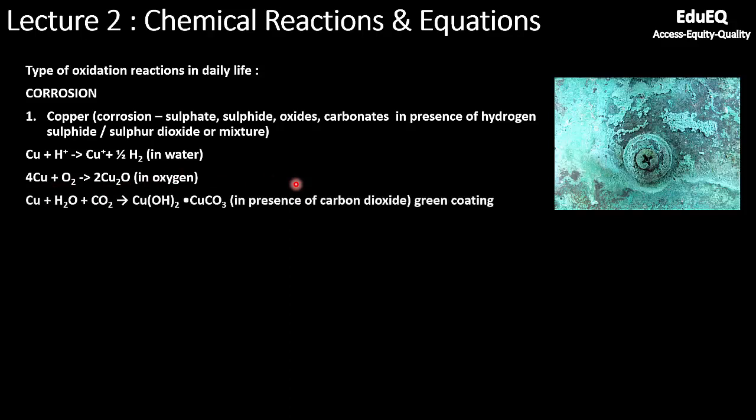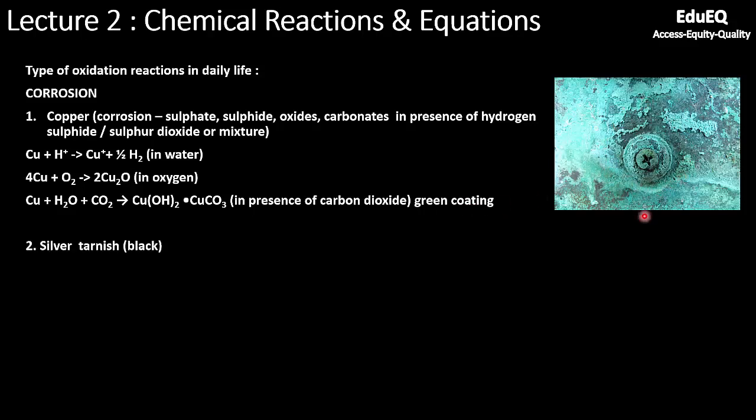In case you also have carbon dioxide and moisture in the surroundings of copper, then you will get a compound like copper hydroxide copper carbonate. This entire compound is responsible for the green coating that you are seeing in the image on the right-hand side.